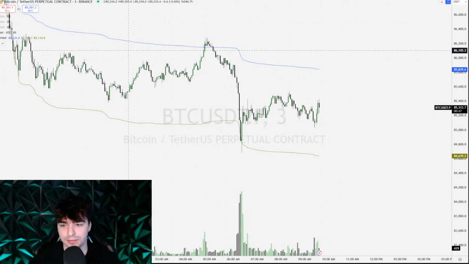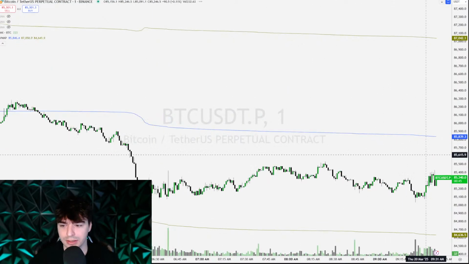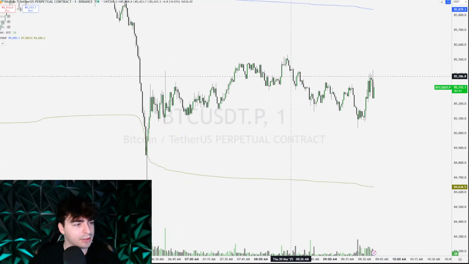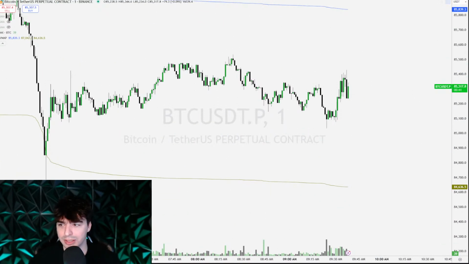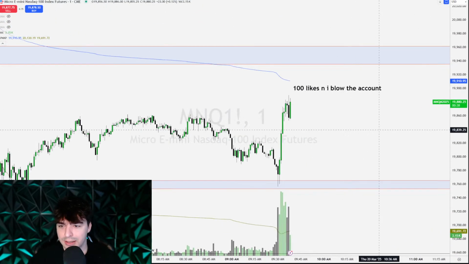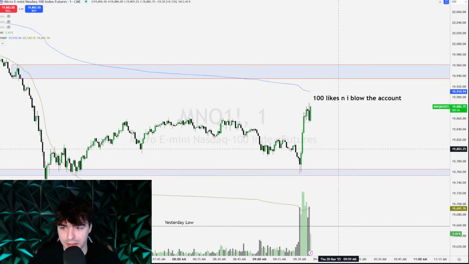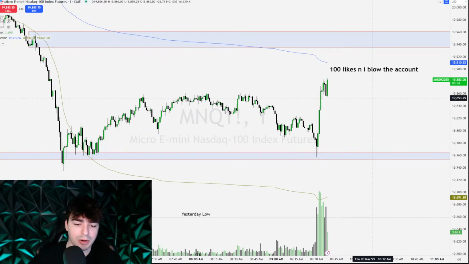Yeah, honestly, Bitcoin doesn't look too good right now. Look at this terrible looking data. So I'll just stay on NQ. I've been enjoying trading NQ so far. I've been enjoying using Take Profit Trader so far. So why stop?